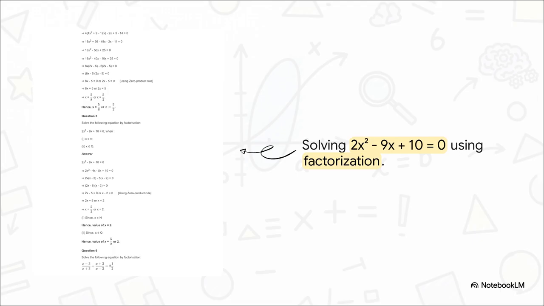So we split that negative 9x right down the middle into negative 4x and negative 5x. From there, we just pull out the common factors, which leaves us with two brackets. (2x minus 5)(x minus 2) equals 0. Using the zero product rule, we easily get our two roots, x equals 5 over 2 and x equals 2. It's clean, it's elegant, and man, is it efficient.